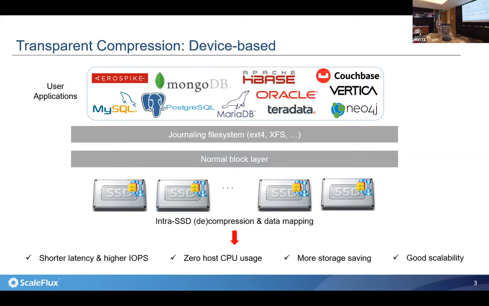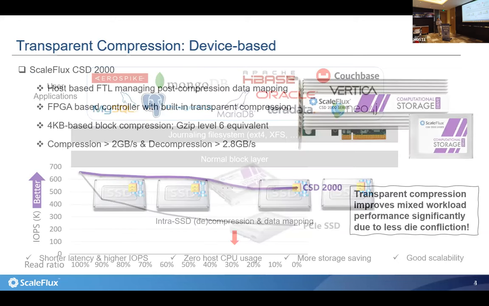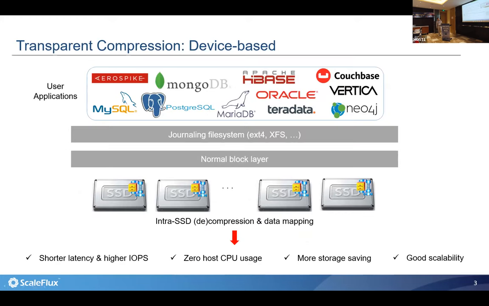The other category is device-based transparent compression. Instead of doing compression in the Linux block layer, now the compression is performed inside the storage devices. So all the up levels do not have a sense that it is compressed. Usually in this category, we use dedicated hardware to accelerate the compression algorithm. So the bandwidth is high and the latency is low. Besides, we do not use the CPU for compression, so it will reduce the CPU usage. And it can save more storage because in device-based transparent compression, we can arrange compressed data blocks byte by byte inside the storage device. And it has very good scalability because when we add more drives to the system, the compression and decompression bandwidth will scale very well.